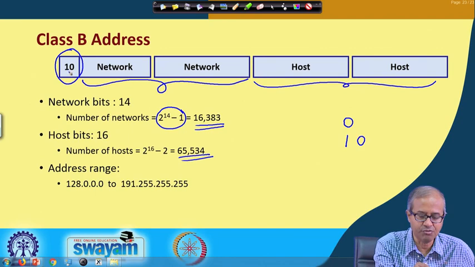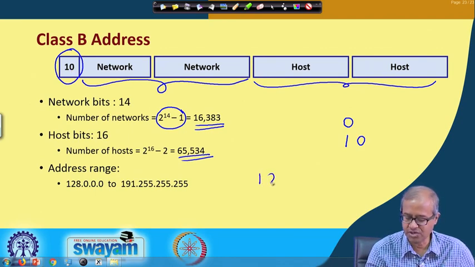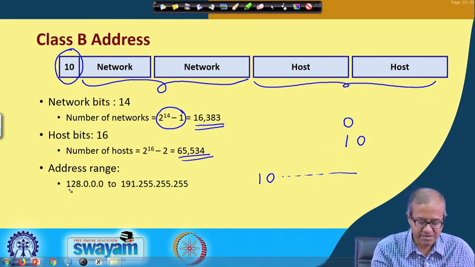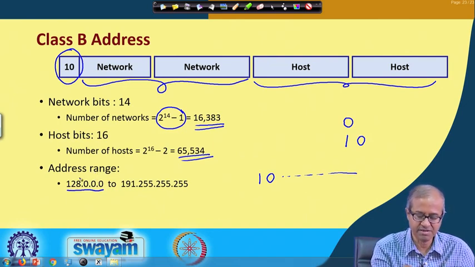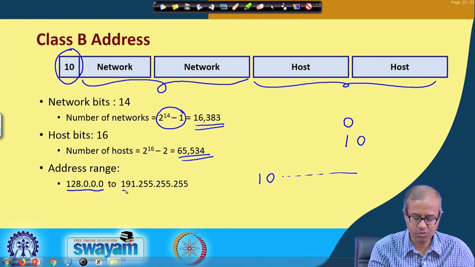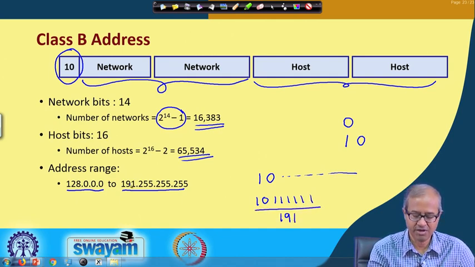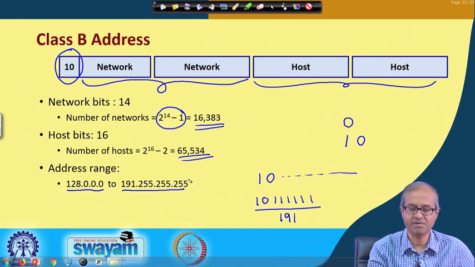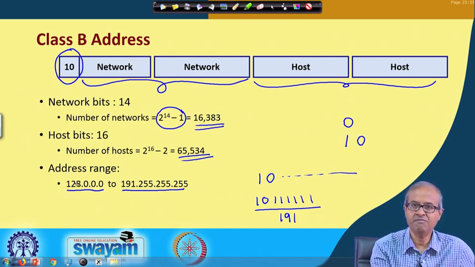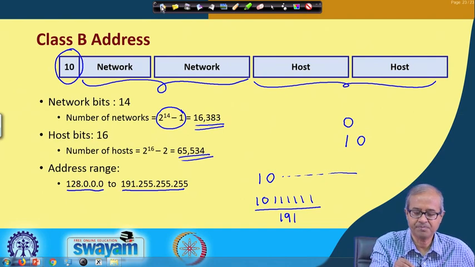If you look at addresses starting with 10, the remaining bits can be all 0 to all 1s. So the range will be, with 10 and all 0s, the first byte is 128, up to 10 followed by all 1s, which is 191.255.255.255. This is the range of class B addresses.